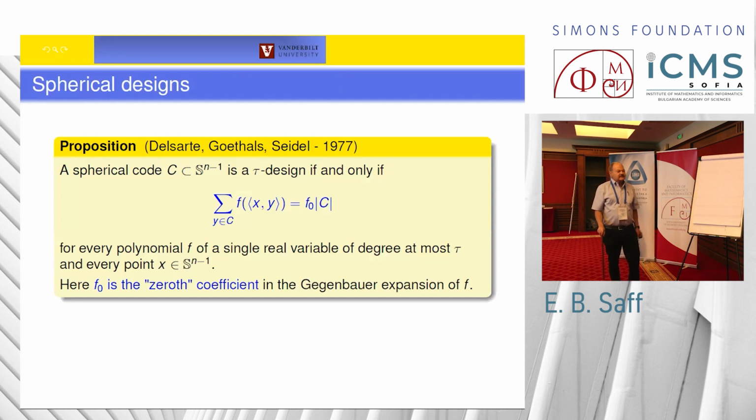Those of you working in spherical designs sure know this, that an equivalent way to define a spherical tau design is that a code is a spherical tau design if you take any function f, a polynomial function of a single real variable of degree at most tau, and form its discrete potential, then that discrete potential is constant on the sphere. So for all x, this sum is equal to the quantity on the right, which is just that 0th coefficient of the Gegenbauer expansion of f, times the cardinality of C.